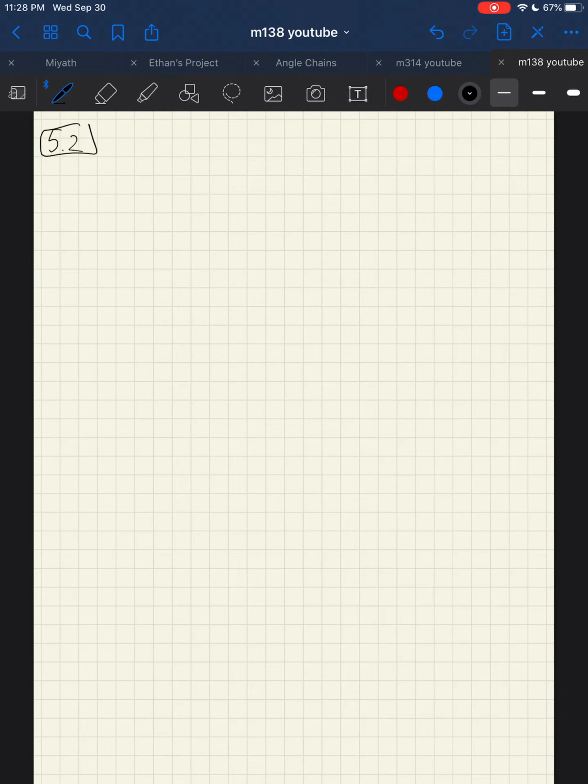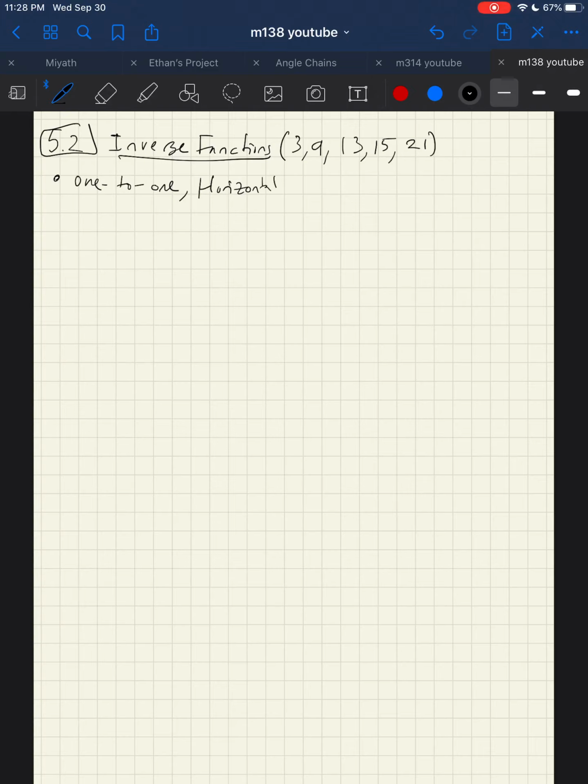So right now I want to talk about section 5.2, which is inverse functions. Just want to give you a couple of simple examples. I'm going to do 3, 9, 13, 15, 21. So the main ideas here are one-to-one, horizontal line test, and inverse functions. And I'd like for you to work through examples 1 through 3 in the book.